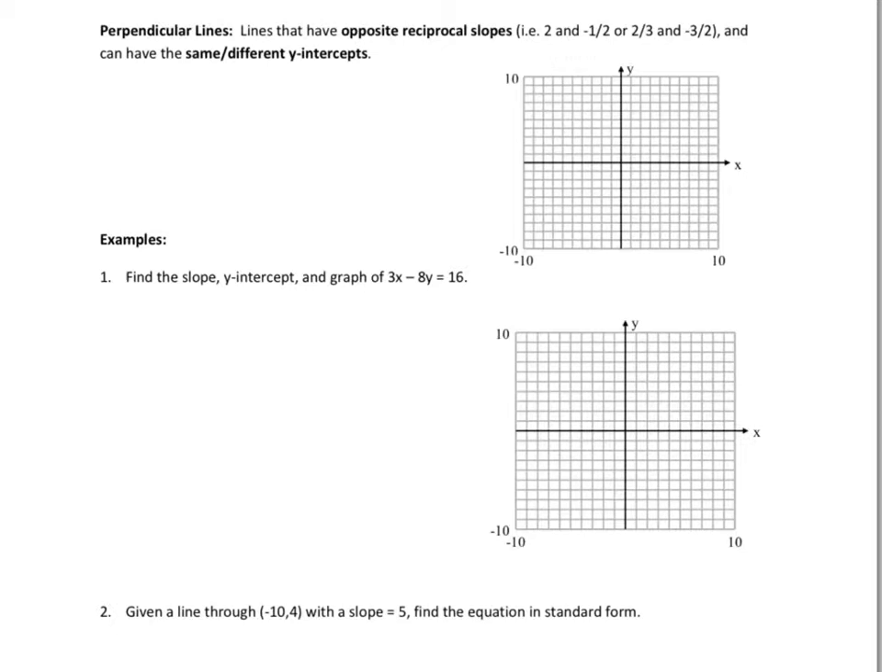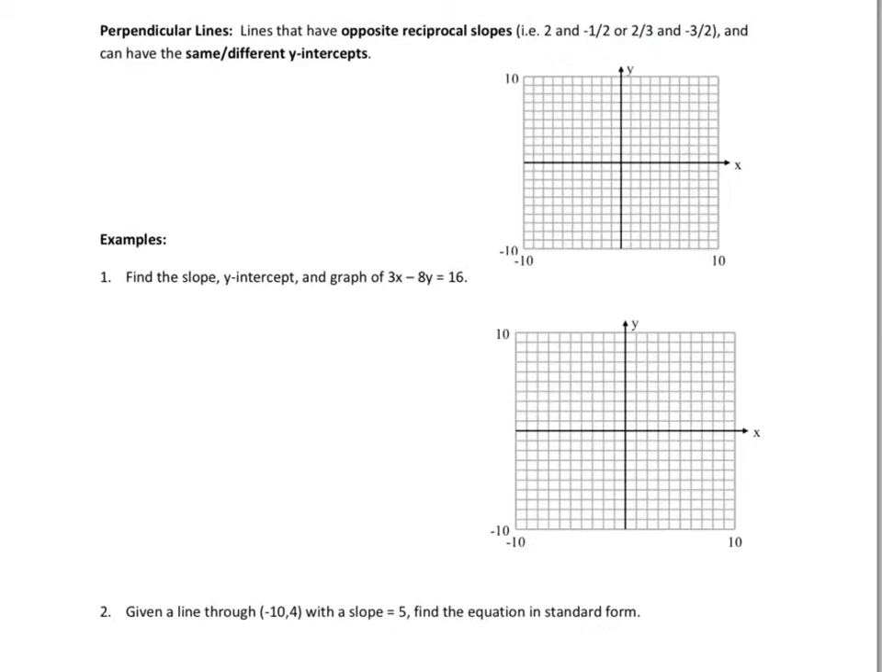This says that the lines that are perpendicular have what are called opposite reciprocal slopes, meaning if you take a slope of 2 and then take the opposite, which would be -2, and flip it, -1/2, that would be the slope of the line. In another example, 2/3, -3/2, that would be the opposite and the reciprocal of that slope. It also says that the y-intercepts can be the same or different. Now, what's important for perpendicular lines is the slope, not particularly the y-intercept.